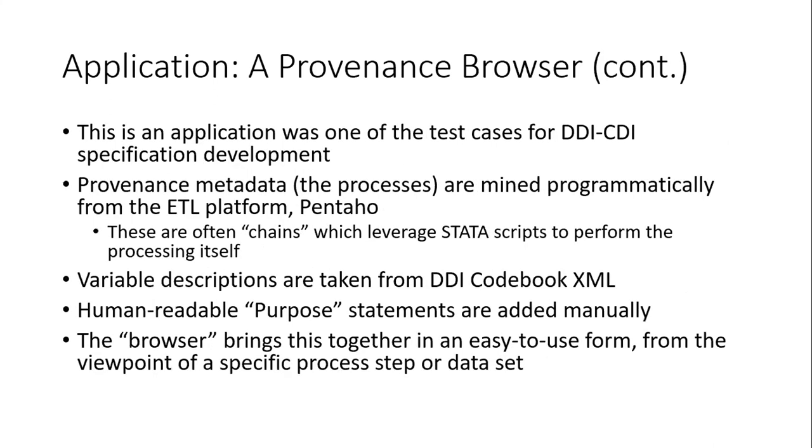It's called a provenance browser. And so we're looking at metadata around the provenance, which is programmatically mined from the ETL platform. It's a thing called Pentaho that basically takes the input data and pulls it out of each of the data contributors' databases, and then does some pre-processing on it and turns it over to another Pentaho instance running in London that performs the rest of the harmonization and ultimately outputs the harmonized data set.